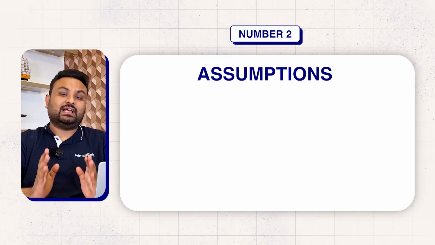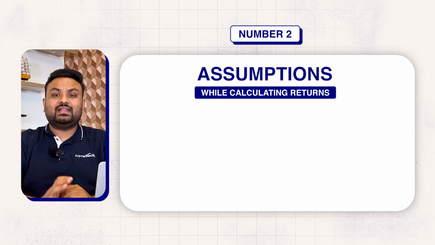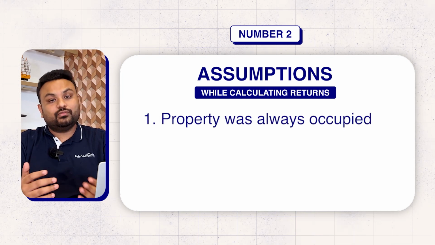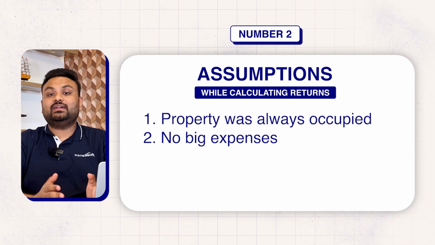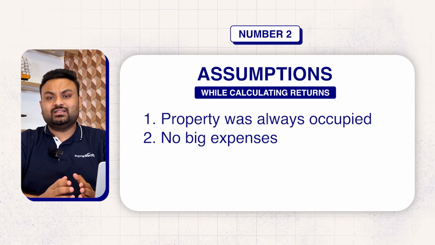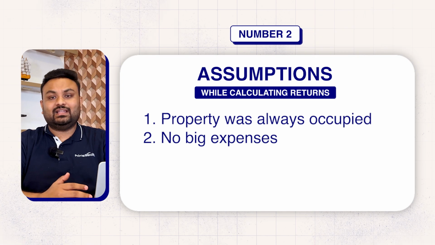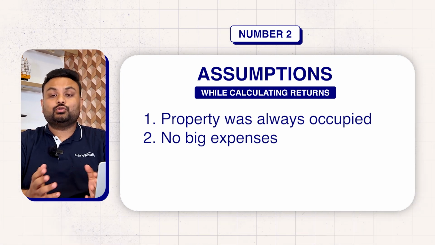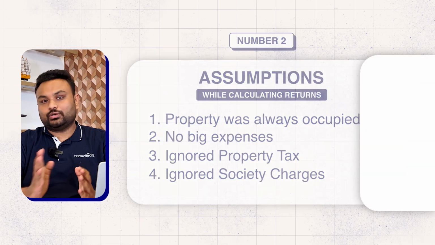Second is, while calculating the returns, we have considered the best case assumptions. Like we assumed that the property was always occupied and there were no big expenses, even though it has been let out for almost 9 years, which generally results in high expenses for maintenance like painting, plumbing. We have also ignored the property tax paid and the society charges paid, which eat into your returns.